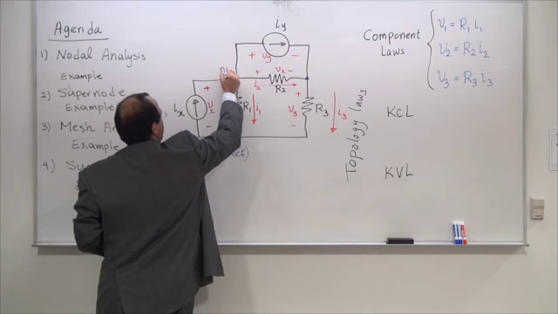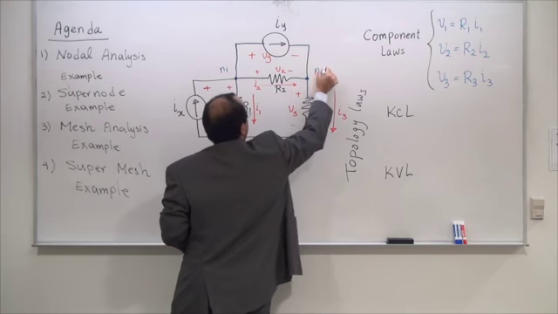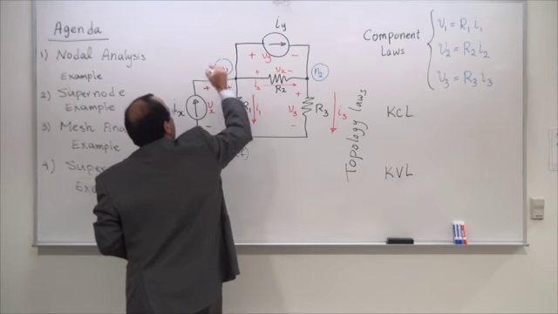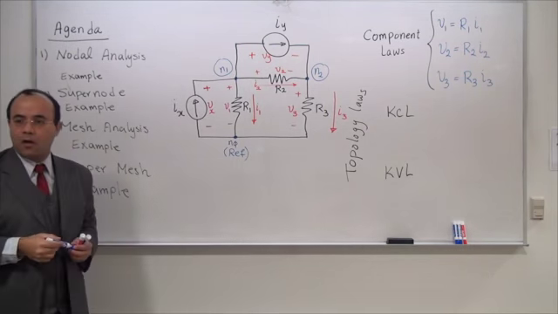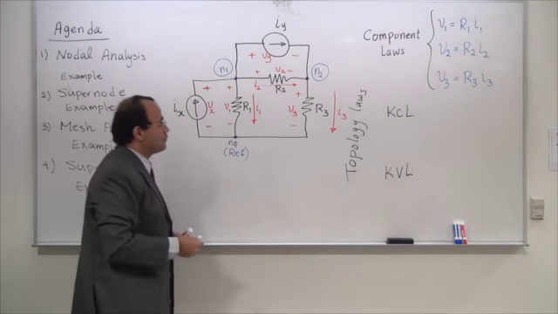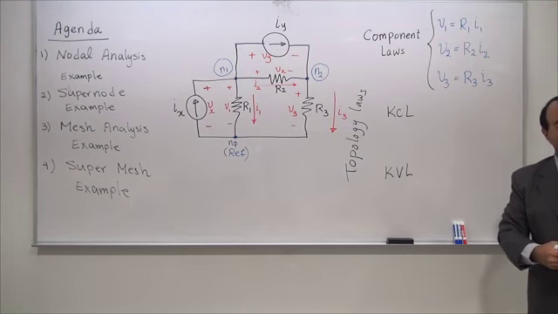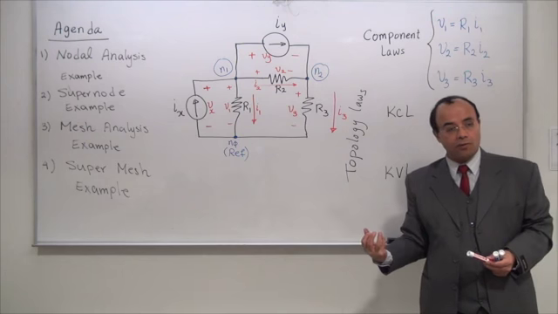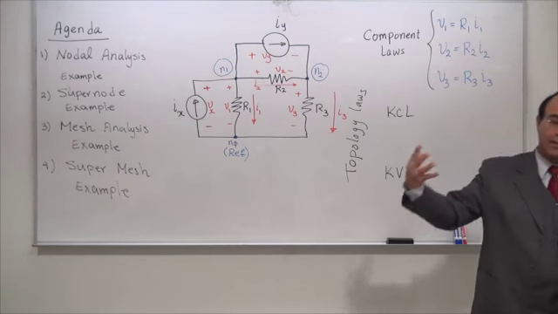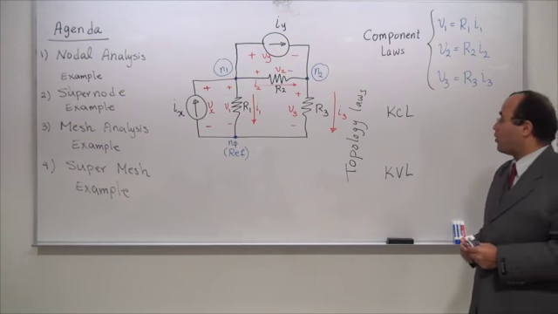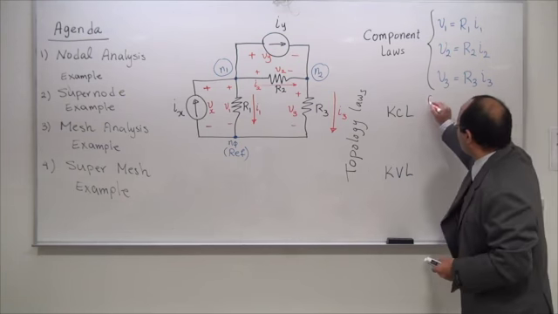Then I have N1 and I have N2. So how many nodes are left for me to do KCL law? I have 2 nodes, and I need to follow the simple convention we agreed upon, and that is any current that is entering the node is going to be negative, any current that is leaving the node is going to be positive. Let's stick to that convention for us.